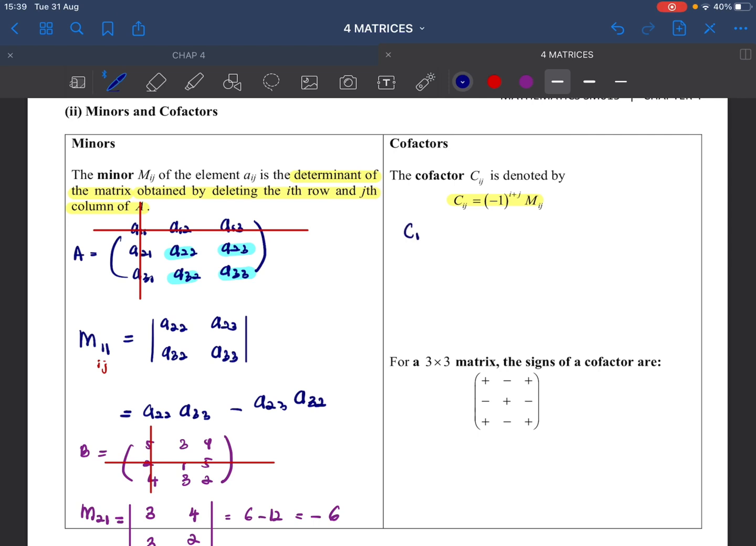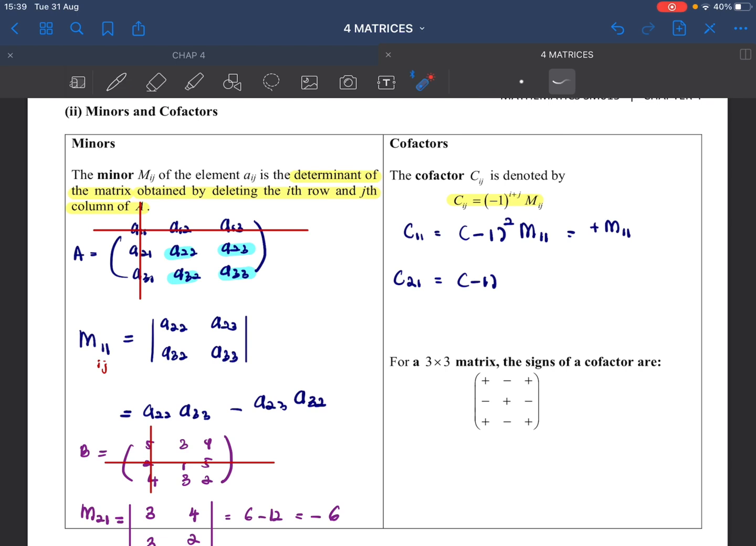Let's say if I have C11, which is row 1 column 1. So masuk dalam formula negative 1 to the power of i plus j. So kamu tambahlah 2 ni. 1 tambah 1 kita akan dapat 2. Minor 1,1. So negative 1 to the power of 2, you are going to get positive. Okay. So contoh kalau dia suruh cari C21, negative 1.